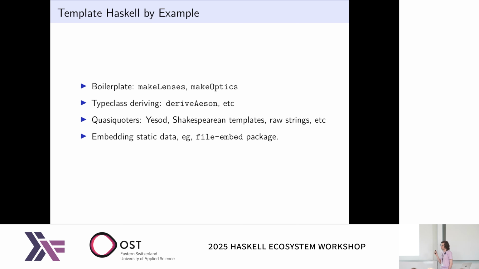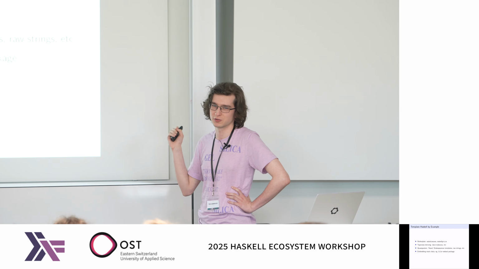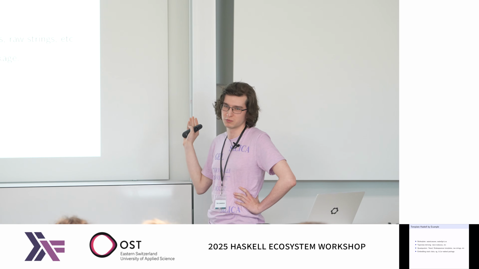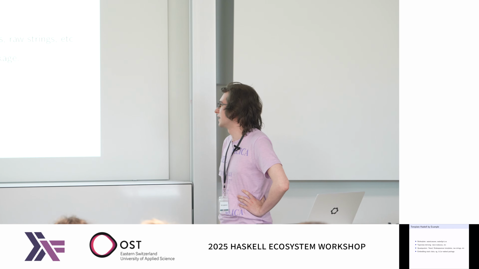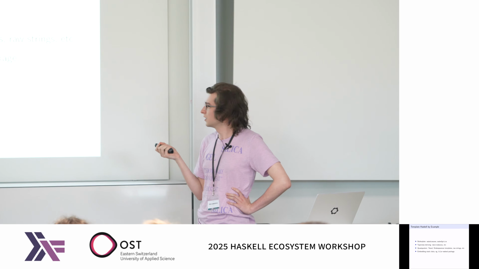So a very common thing is lenses, optics, stuff like that. Type class deriving, maybe Aeson, ToJSON, stuff like that. We see quasi-quoters, right? Like Yesod uses them quite extensively. There's those Shakespearean templates. There's also raw strings, and string interpolation, stuff like that. We have embedding static data.